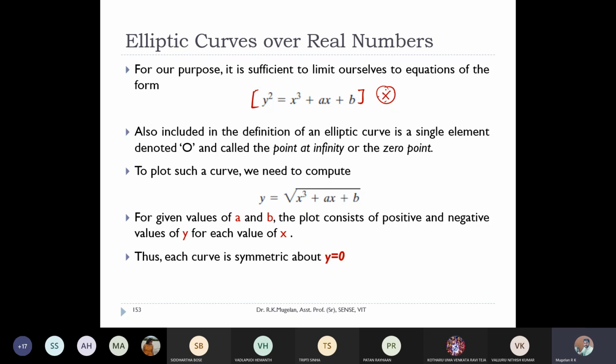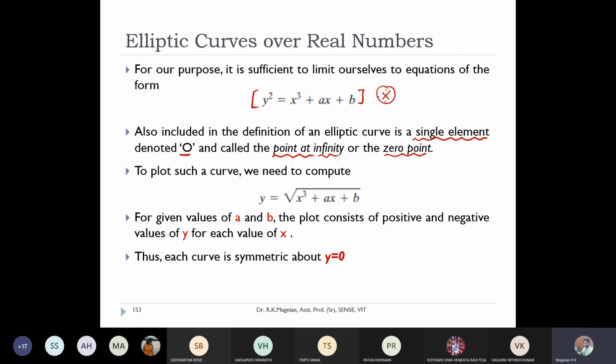And this elliptic curve arithmetic will have a single element, also called the identity element. Just as we have an identity element for our multiplication process and for the addition process, similarly here we have a single element called O, which is called the point at infinity or zero point. Generally, this O is referred to as the identity element.